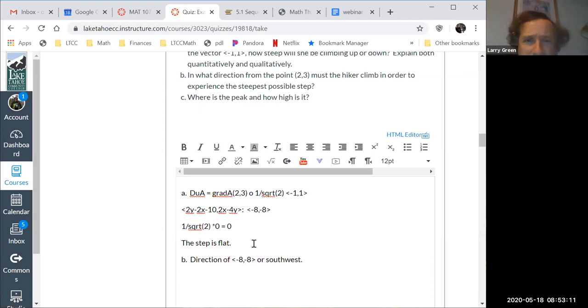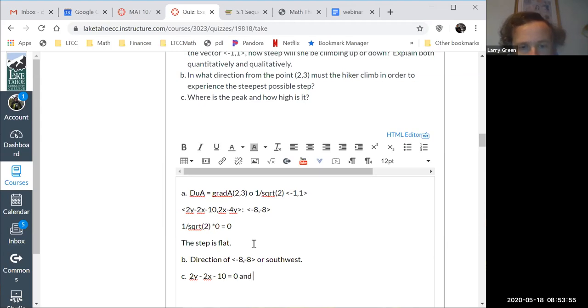Okay, now what is the peak and how high is it? How do you find what the peak is? In calculus, what's another way of saying it? Yeah, we're looking for the maximum. And the way you find the maximum is you take the gradient and set it equal to 0. We've already taken the gradient, not at the point, but the general gradient, because we're looking for a point. So that means 2y minus 2x minus 10 is equal to 0.